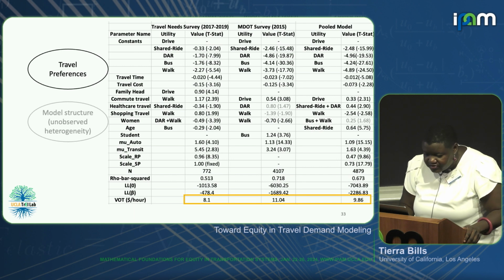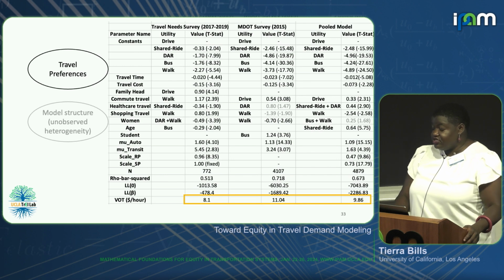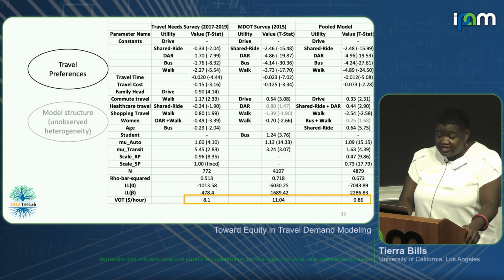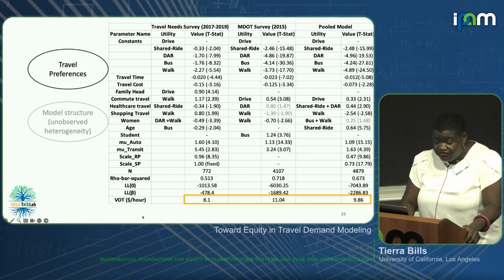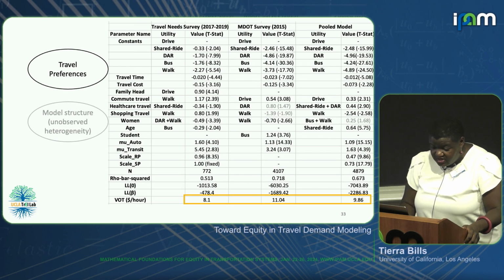And sorry, I'm jumping ahead. Some of the other differences that we notice are also the ways in which people use the transportation system. So for example, the tendency to walk for commute trips among the disadvantaged travelers.